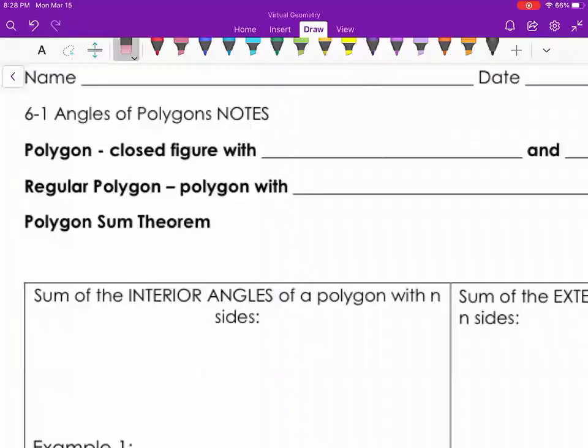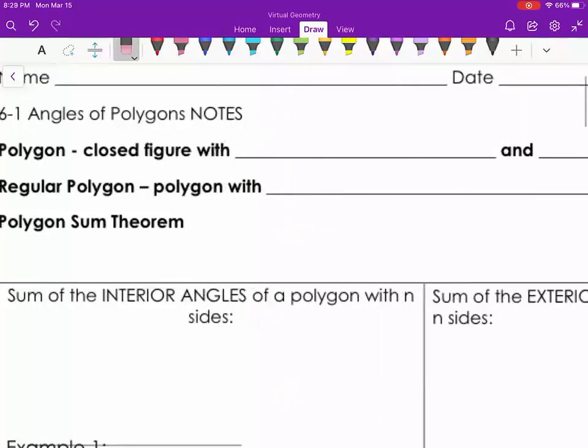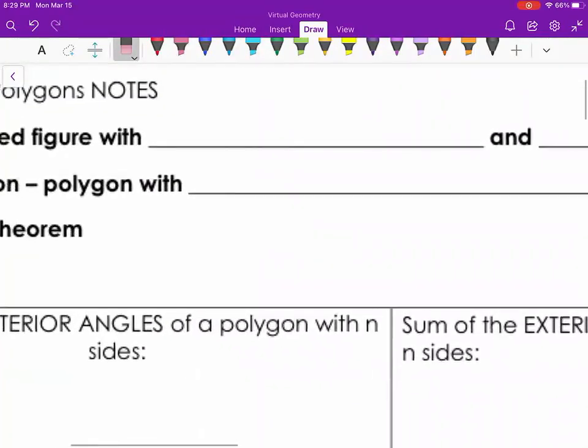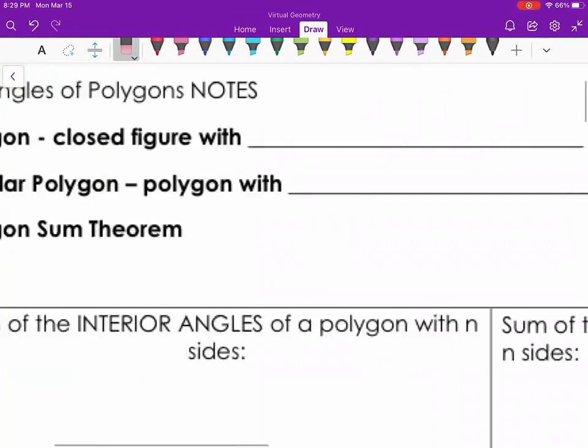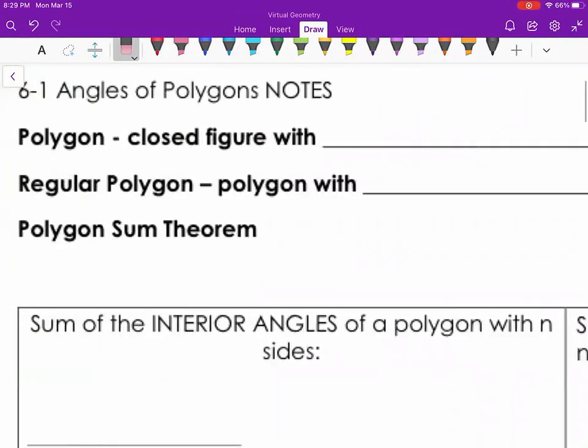Hi, everyone. We're looking at the next unit, which is all about polygons. First off, we're going to talk about the angles that happen with polygons. And in order to do that, we need to make sure we understand exactly what a polygon is, because not every shape out there is considered a polygon.